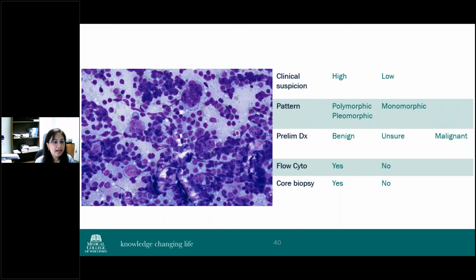For this case, again, the clinical suspicion was high. The pattern here is polymorphic, pleomorphic. The preliminary diagnosis, malignant. Flow cytometry, with the differential that we would think about with this kind of a picture, would not really help. And a core biopsy, yes, that would be something that we can perform immunostains on.